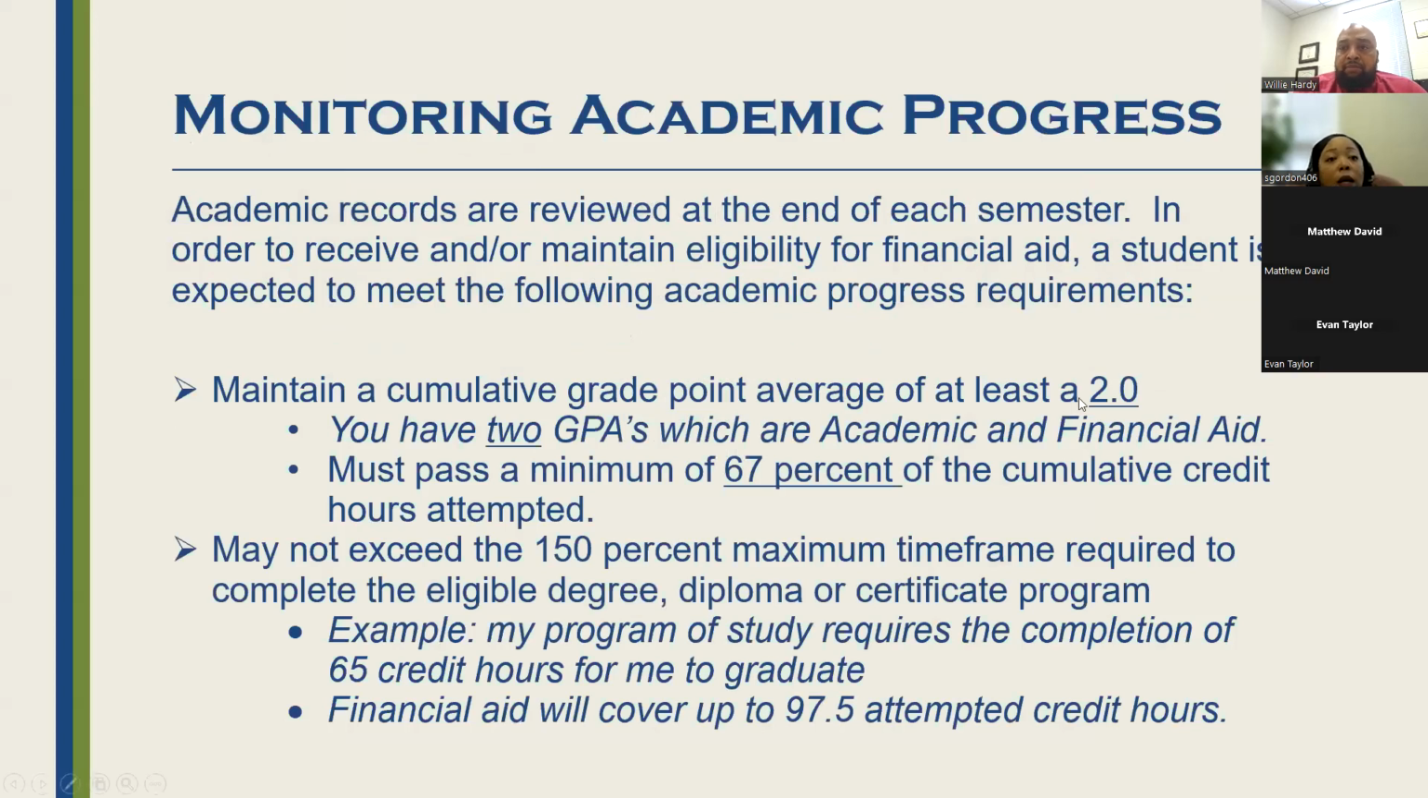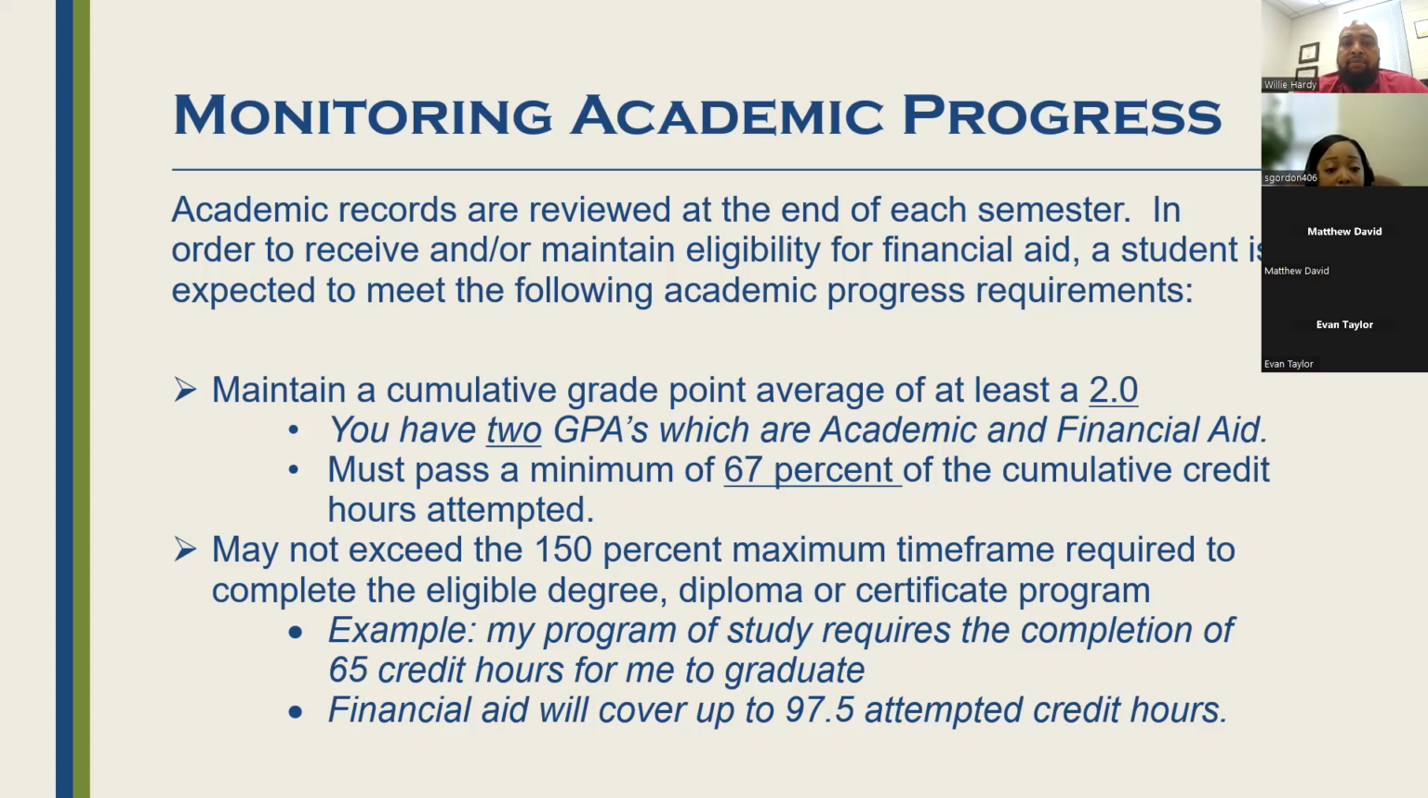All right, so in our office, we monitor the academic progress of a student, and the academic records are reviewed at the end of each semester. So at the end of every semester, once grades go in, we run the SAP on all students and make sure that they meet the academic policy that we have in the financial aid office. And the policy is that students must maintain a 2.0 GPA or higher in order to continue receiving financial aid. Also, they have to pass a minimum of 67% of their cumulative credit hours that they attempt in order to be eligible for financial aid.